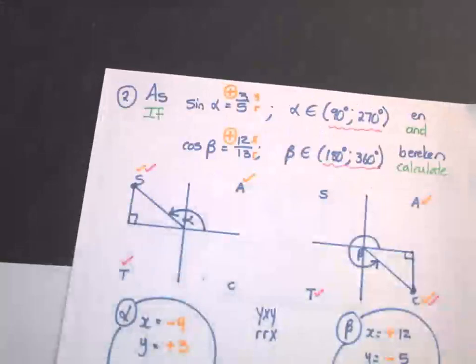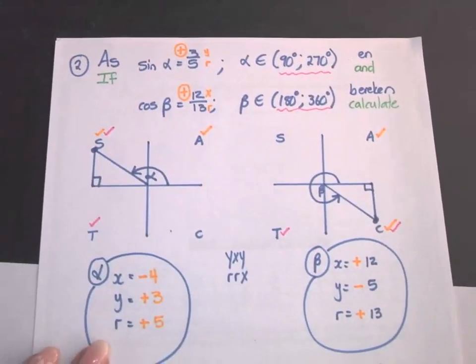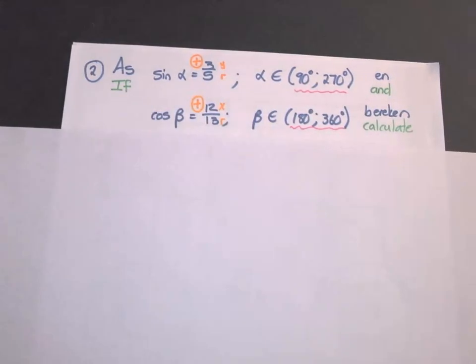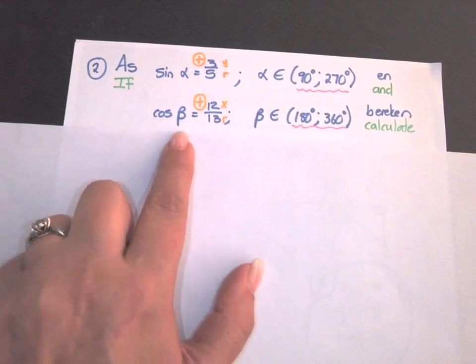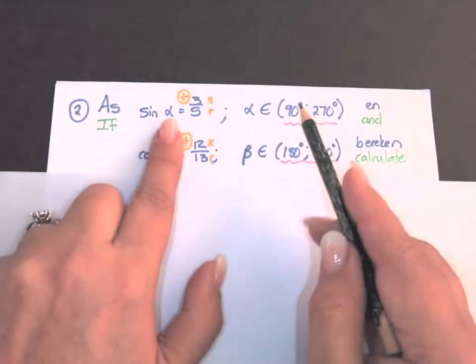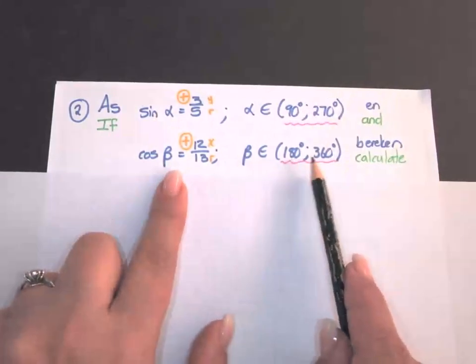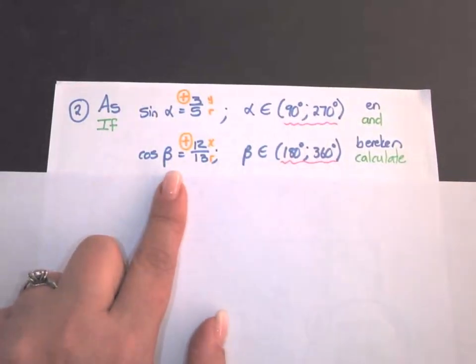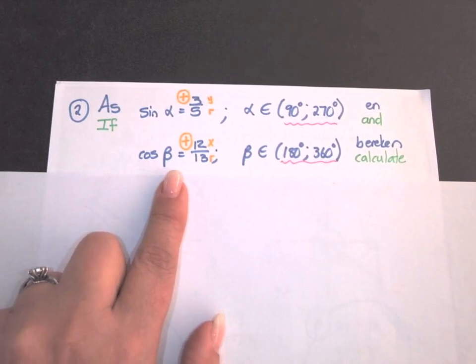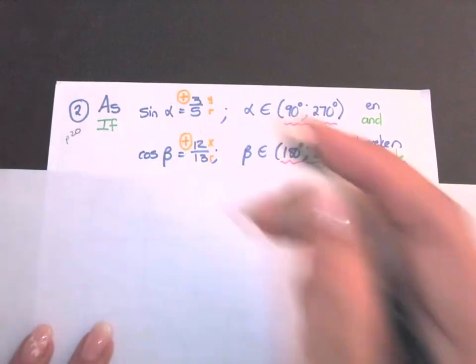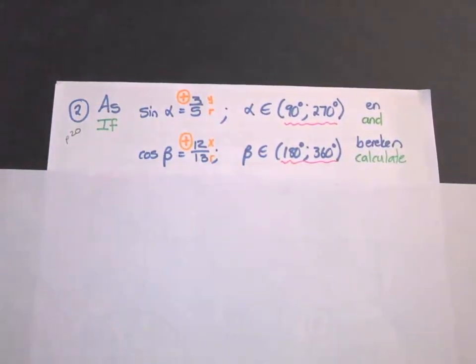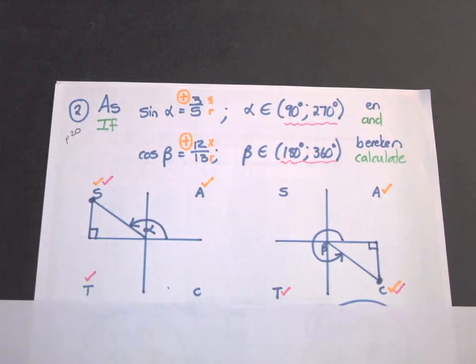Our next example is where I give you two angles. I give you an alpha and a beta. The alpha has its own range and the beta has its own range. I'm not sure where this is. Page 20. So in this case, you need two triangles. So you draw two triangles.